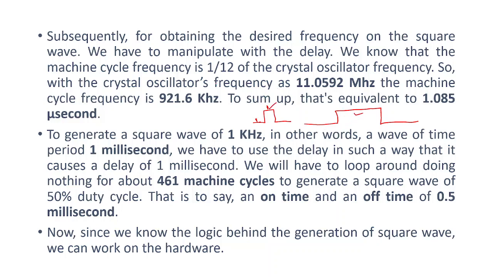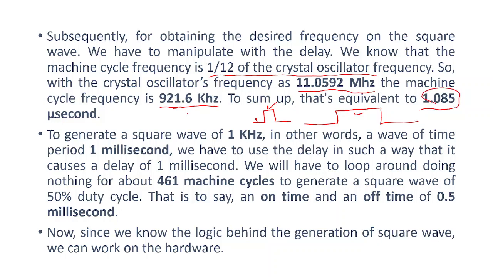So that point, how we need to discuss, based on this, we know that machine cycle frequency is 1/12th of the crystal clock frequency. So with the crystal clock frequency of 11.0592 megahertz, the machine cycle frequency is 921.6 kilohertz. So to sum up, we'll be getting 1.085 seconds.